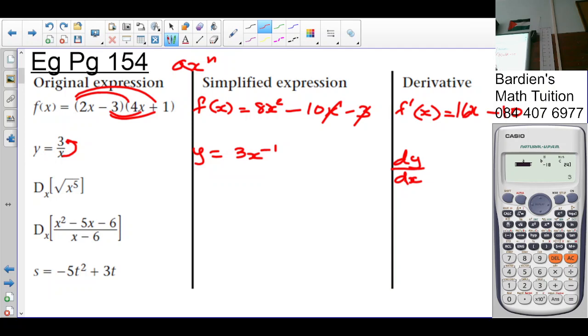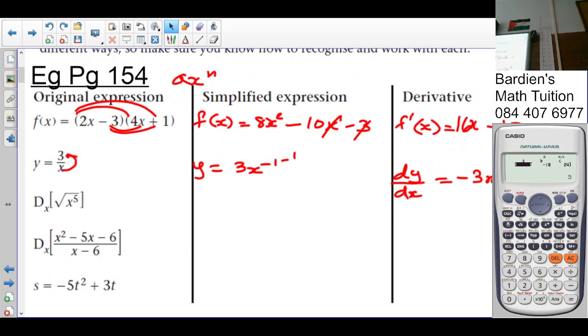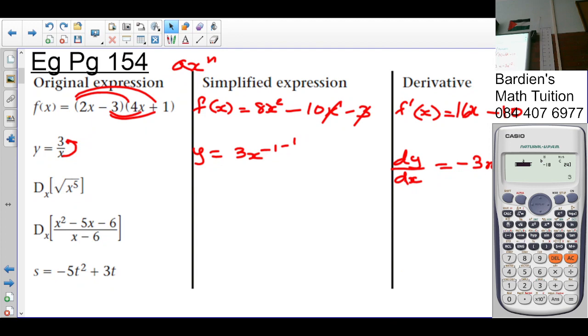So I can apply my derivative. What's negative 1 times 3? Negative 3. Minus 1 from the exponent, I get x to the negative 2. Do you guys understand? For homework, I would like you to try the next 3. But also prepare for tomorrow's test, okay?